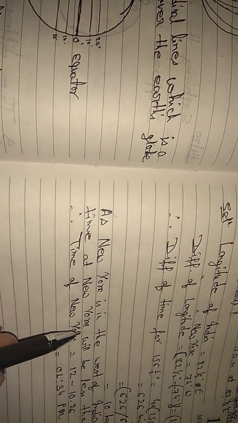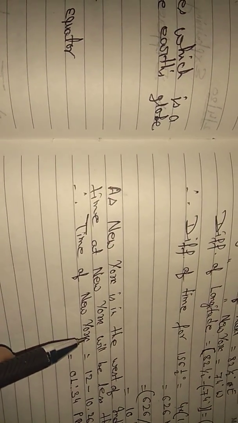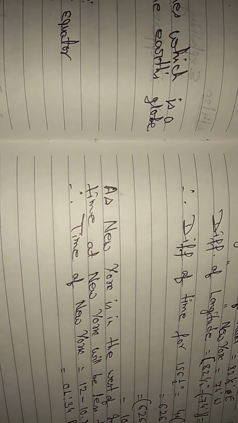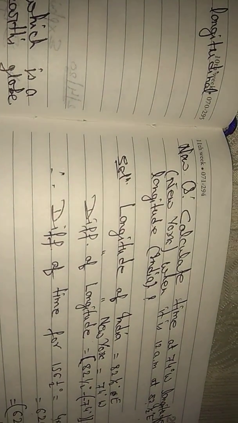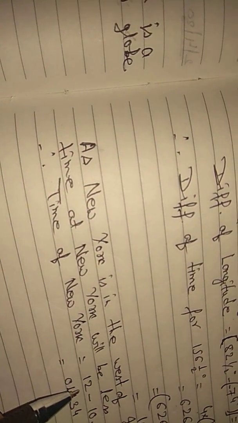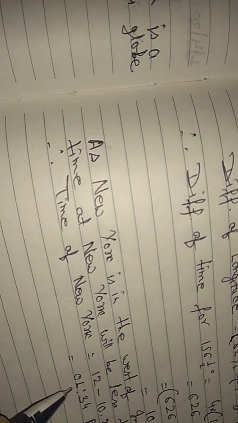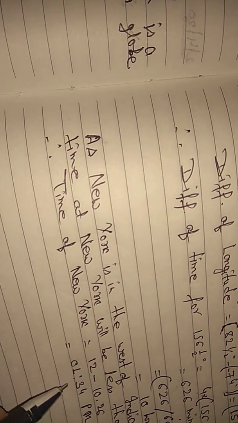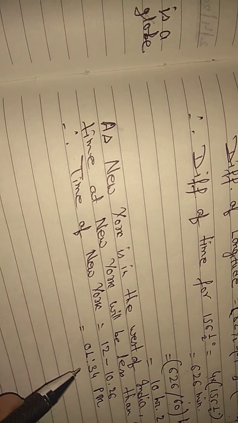As New York is in the west of India, the time at New York will be less than India. Due to this, we have given a minus here. Therefore, the time of New York is the time of India, 12, minus the difference between India and New York, which is 10 hours 26 minutes, that is 10:26, which is equal to 1 hour and 34 minutes. It means 1 o'clock or 34 minutes PM.